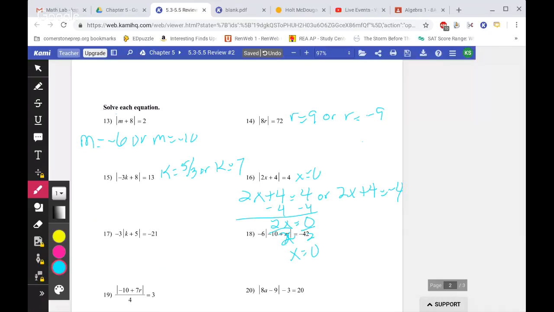So x equals 0. And over here, you're going to subtract 4 from both sides. You get 2x equals -8.